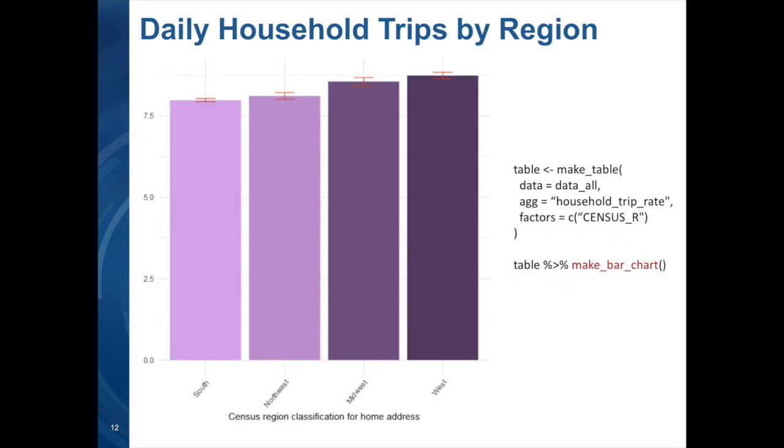I'm going to hop into graphs, which follow the same thing. I'm using the make table function. I'm specifying here a household trip rate, and I'm using the census region. And I'm calling out, instead of make HTML table, make bar chart. Pretty cool. South, north, east, Midwest, west, with the error bars up there. Very non-trivial to require. We're doing that for you.